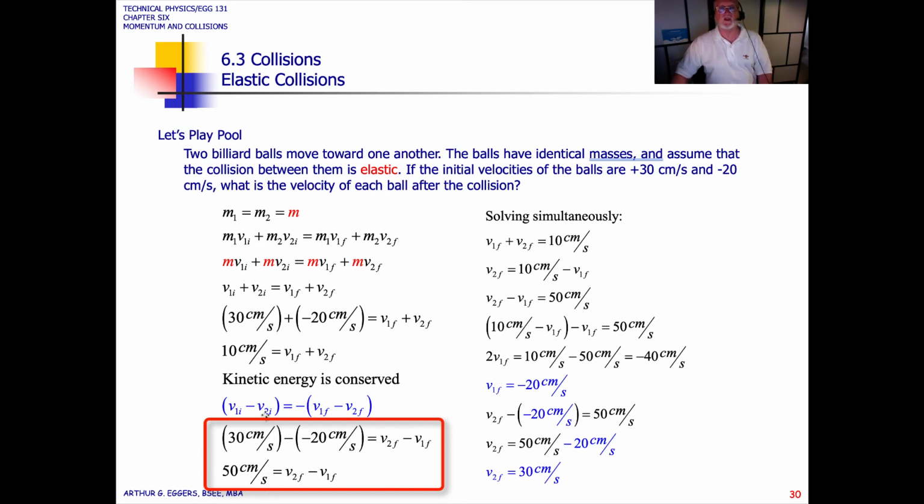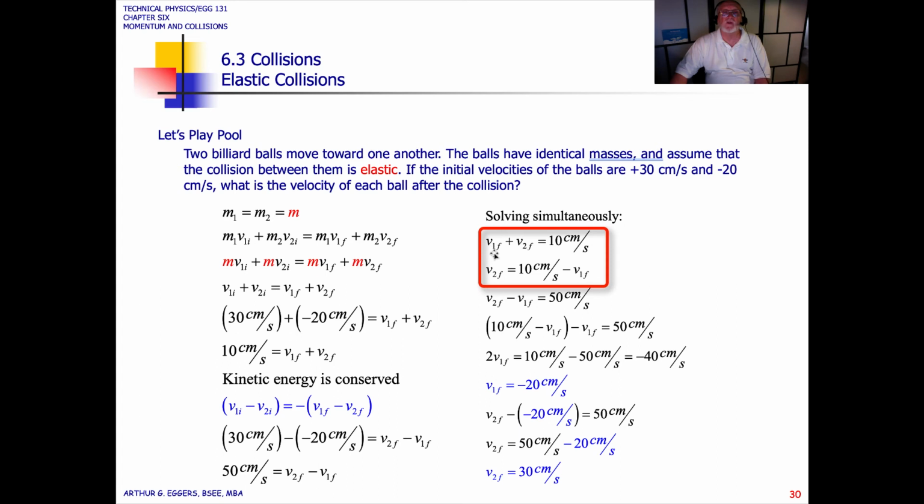Okay, so now I can solve simultaneously for my unknowns. So velocity 1 final plus velocity 2 final is 10 centimeters per second. That's what we solved for over here. Velocity 2 final then is equal to 10 centimeters per second minus velocity 1 final. So we're just moving our terms around so that we can solve in terms of one another. And then for the second equation, we have velocity 2 final minus velocity 1 final is equal to 50 centimeters per second.